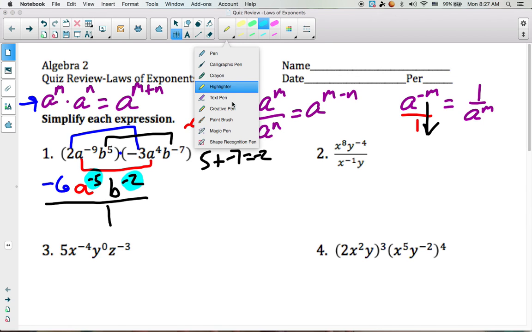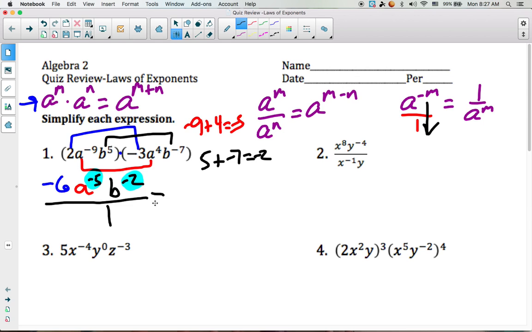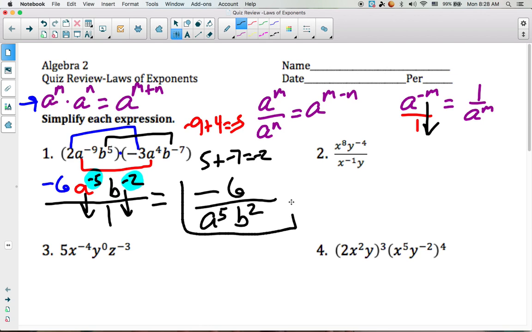Now, the negative 6 is a negative number, but negative numbers we're not concerned about. We're only concerned about exponents in this situation. So the negative 6 will stay exactly where it's at in the numerator. The a to the negative 5 is going to drop down, and when it drops, it becomes a positive exponent of 5. The b to the negative 2 will drop down, and that negative 2 becomes a positive 2. So this would be your final answer.